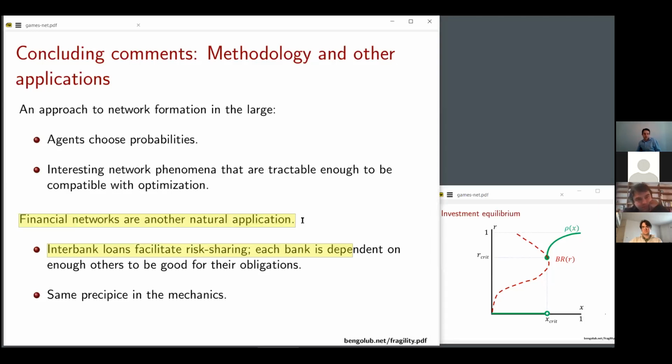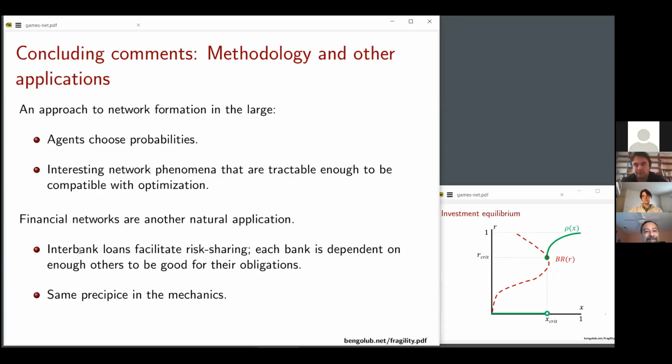You can do financial network applications using the same technology, but we hope that this will be a tool that modelers use beyond the particular economic applications, that you can study models of network formation in newly tractable ways. And that's maybe where I'll stop. Thank you for the great questions so far. And if the organizers say we have a little time, we're happy to take a few more.